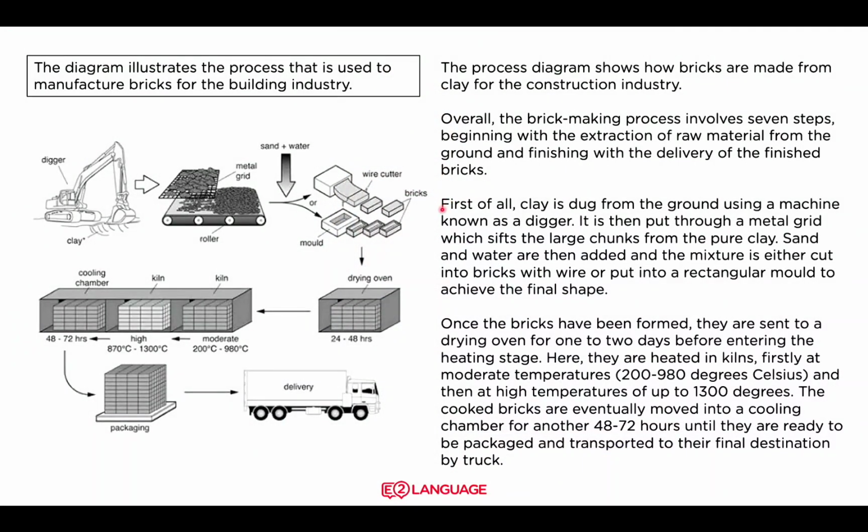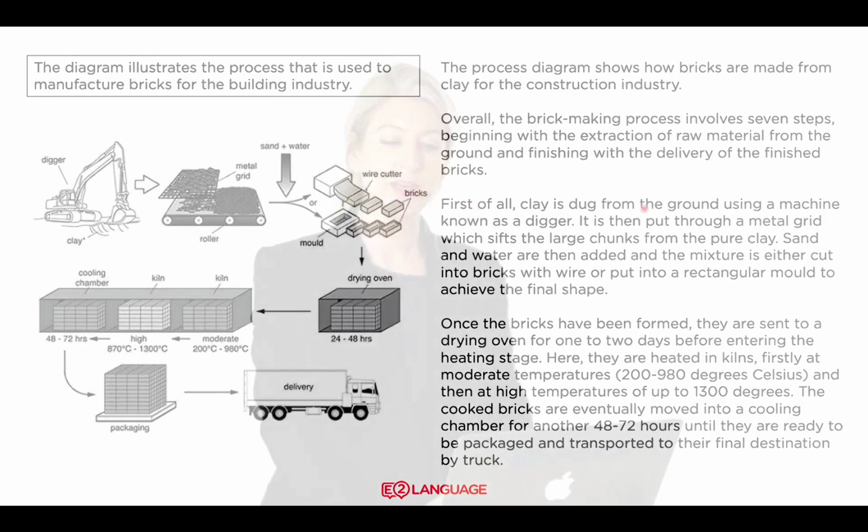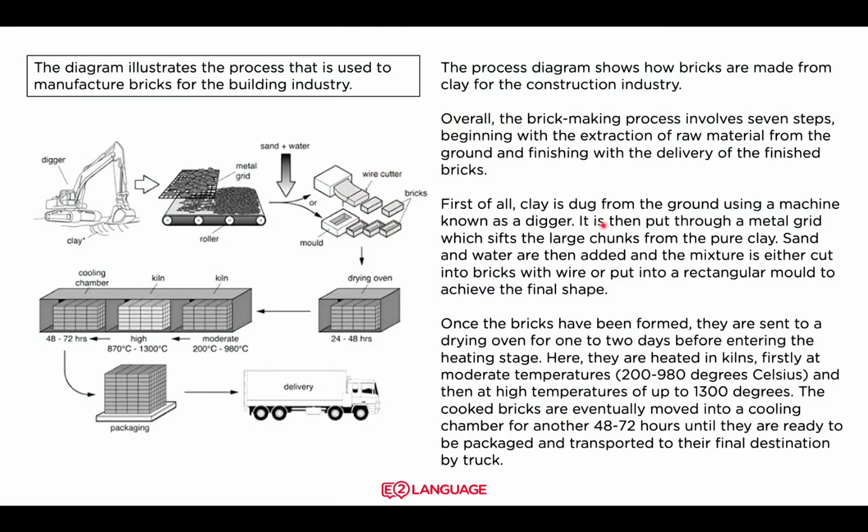Key features 1. First of all, clay is dug from the ground using a machine known as a digger. Notice here the passive voice. This is another feature of process diagram tasks. You're probably going to use a lot of passive voice, particularly one like this where you can't see any people involved. The passive voice is very important. It is then put through a metal grid, passive again. It is then put through a metal grid which sifts the large chunks from the pure clay.